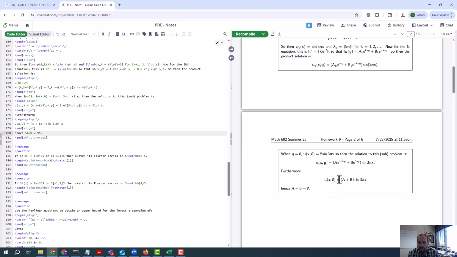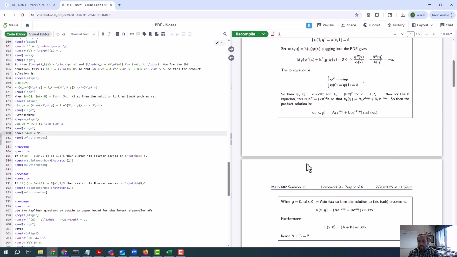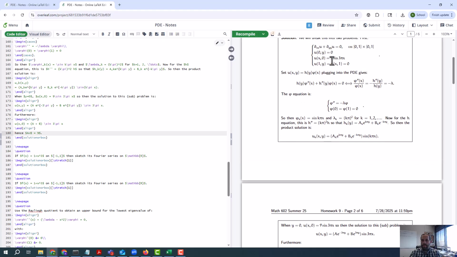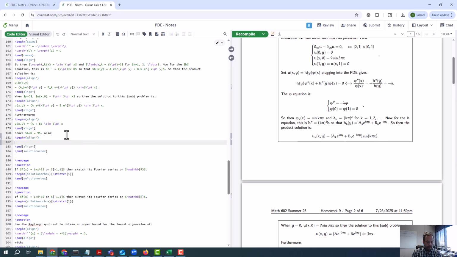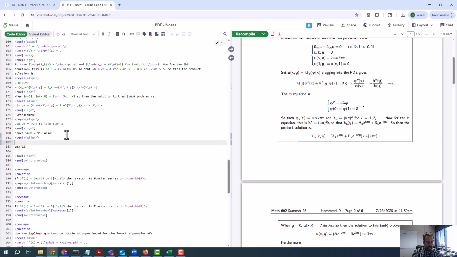Okay, so now we need another equation. So I've got two unknowns, a and b. I need to somehow find another equation to relate those to each other, and that's going to be the top equation. That's going to be the top condition, that u of x comma 1 is equal to 0. Actually, let me do it like this. 0 is equal to u of x comma 1.